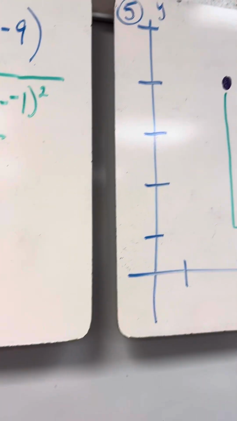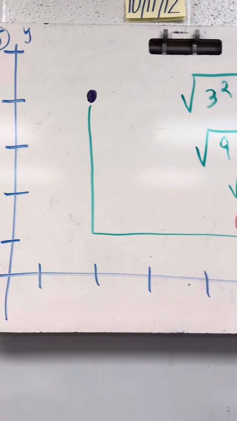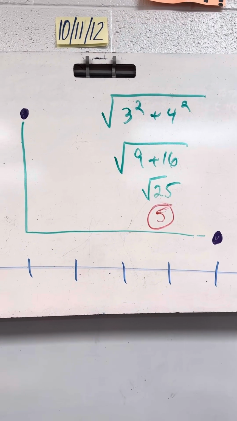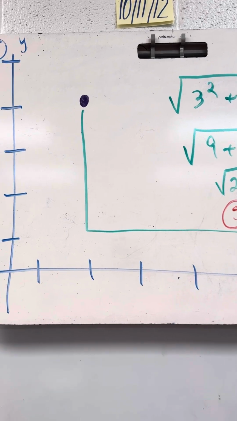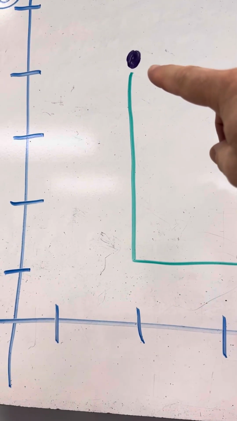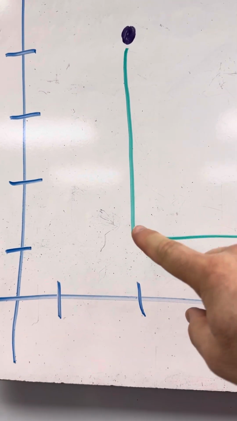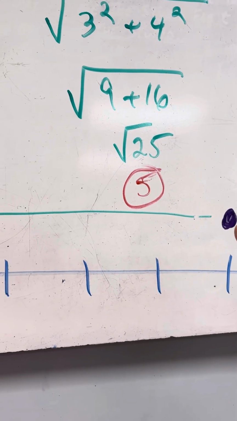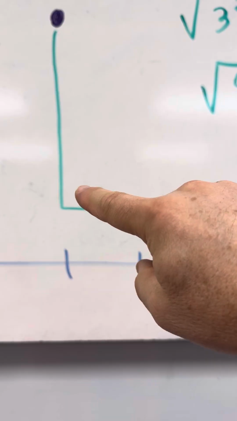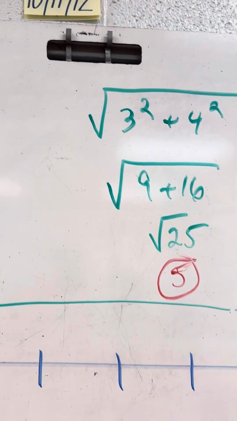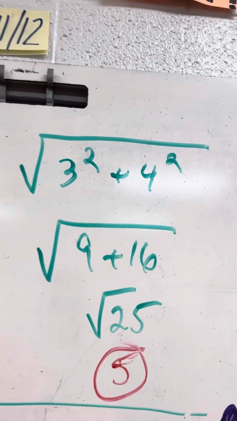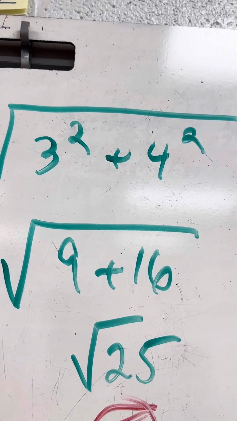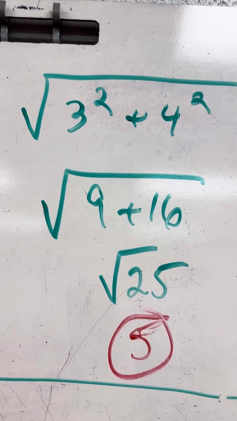You're going to have problems on Delta Math that just have 2 points, just like that. And what's the distance between them? What I want you to do is do this. With your finger, count 1, 2, 3. And then count 1, 2, 3, 4. So you're going to take the square root of 3 squared plus 4 squared, or the square root of 9 plus 16, or the square root of 25, which is 5.